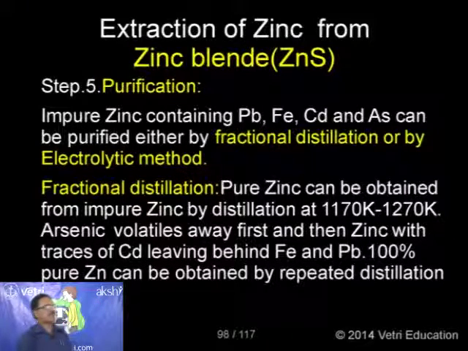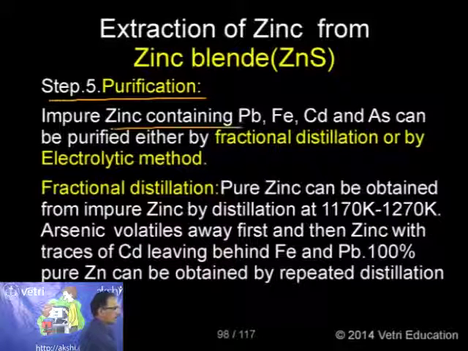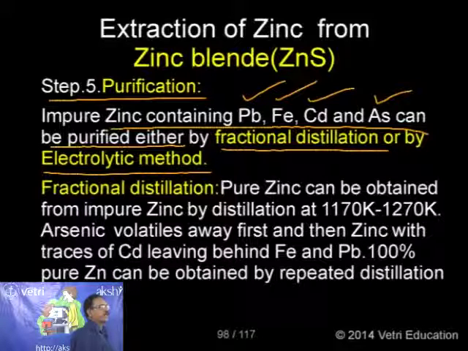The next one, step 5, final. From impure zinc metal, we are going to prepare pure zinc metal. What do we have to do? That is purification. Impure zinc containing lead, iron, cadmium and arsenic can be purified either by fractional distillation or by the electrolytic method. There are 2 methods we can follow to purify zinc in step 5. Let me explain one by one.